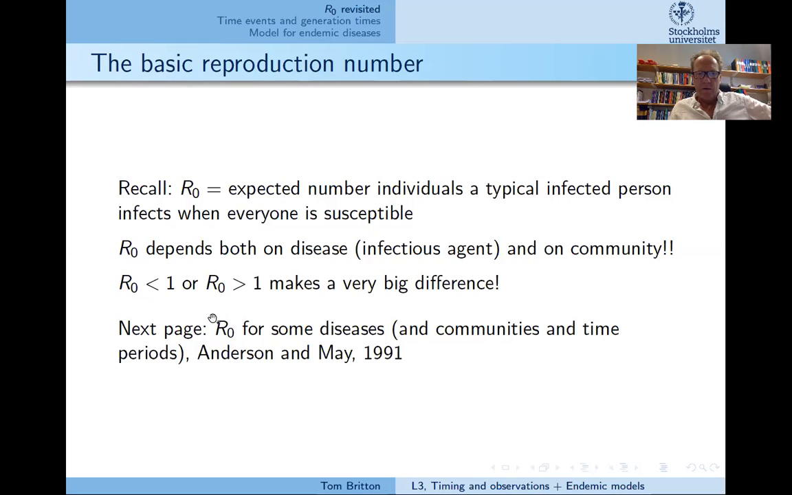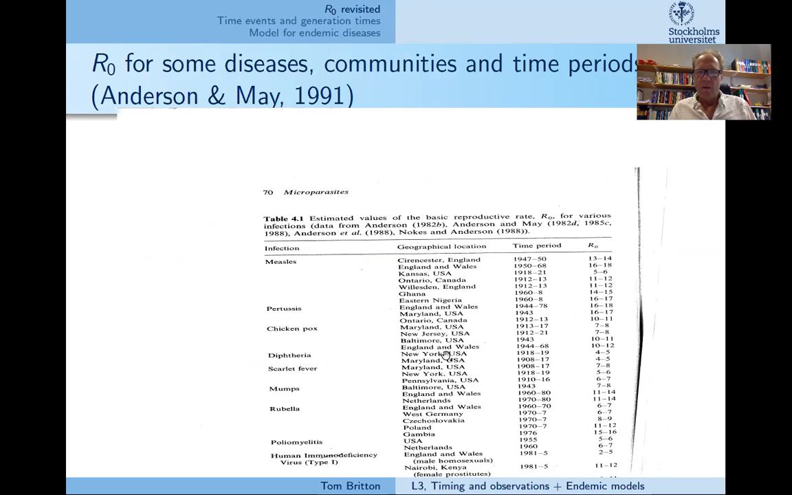So on the next slide comes some estimates of R0 for some specific diseases, but also specified in which communities the estimates rely on, and also which time periods, because this will change also over time, at least over longer periods of time. And it comes from what you might call the Bible of infectious disease models. It's written by Roy Anderson and Bob May, now Sir Roy Anderson and Lord Bob May. Maybe the text is a little bit small, but hopefully you can see.